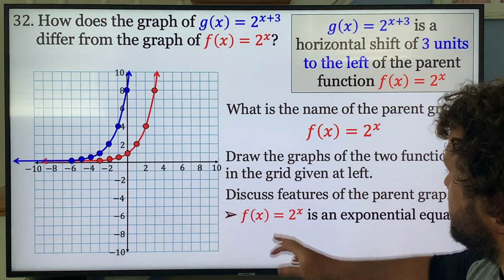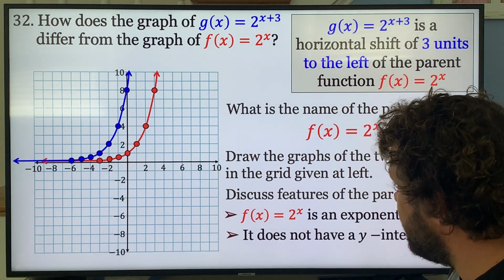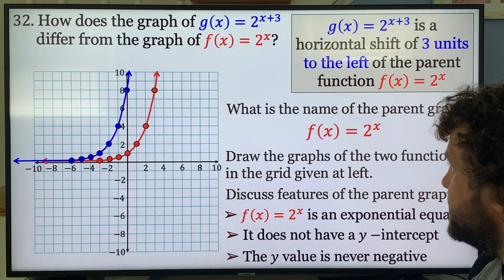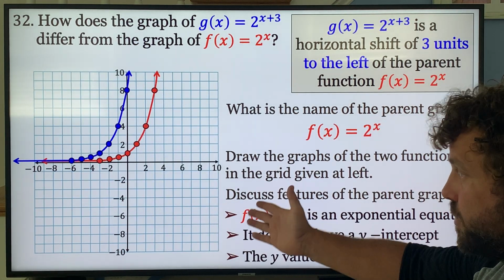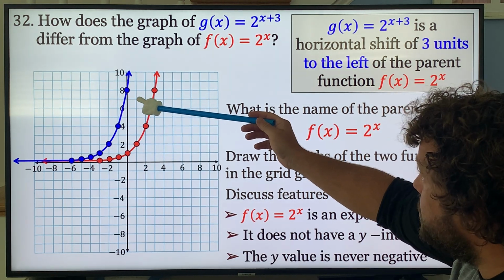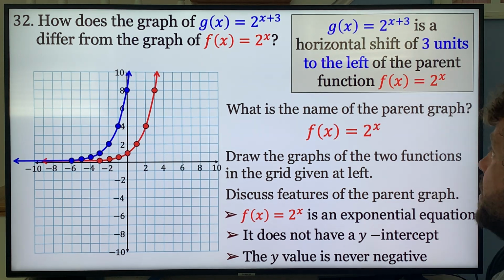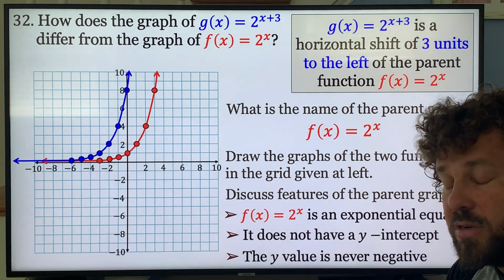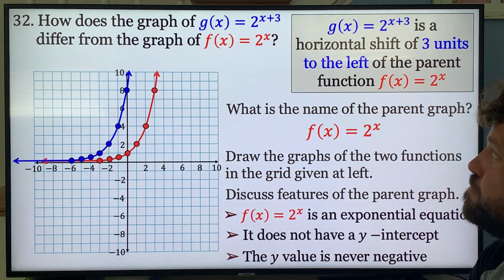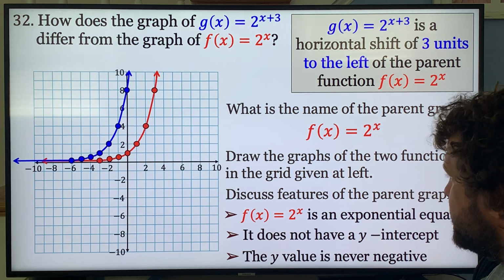Discuss the features. f of x, 2 to the x, is an exponential equation. It does not have a y-intercept, and the y value is never negative. So this is true for both of them. The only difference between these two is that 2 to the x plus 3 is, like I said, a horizontal shift of 3 units to the left of the parent function, which is f of x equals 2 to the x. All right? So I should say both.